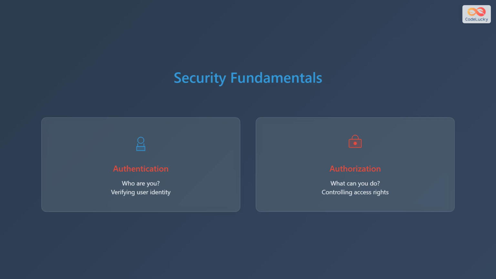Security is primarily built on two main pillars: authentication and authorization. Authentication is all about verifying the identity of a user. Basically, it answers the question, "Who are you?" It ensures that the user is who they claim to be. Authorization, on the other hand, determines what a user can access or do within the system. It answers the question, "What can you do?" and involves controlling access rights based on the user's identity and role.